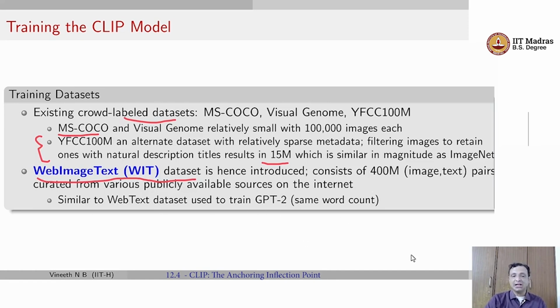This web image text dataset is somewhat similar to the web text dataset that was used to train GPT-2. We also spoke about the web text 2 dataset in the previous lecture. So web image text was in some sense the extension of those kind of datasets for the vision language confluence.